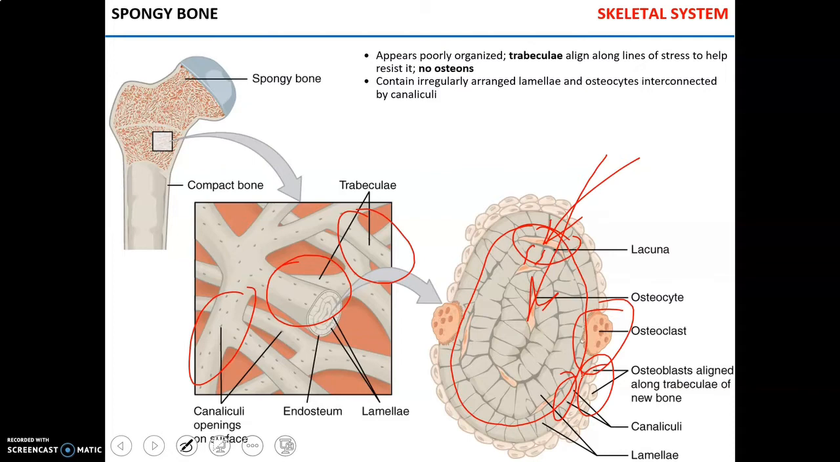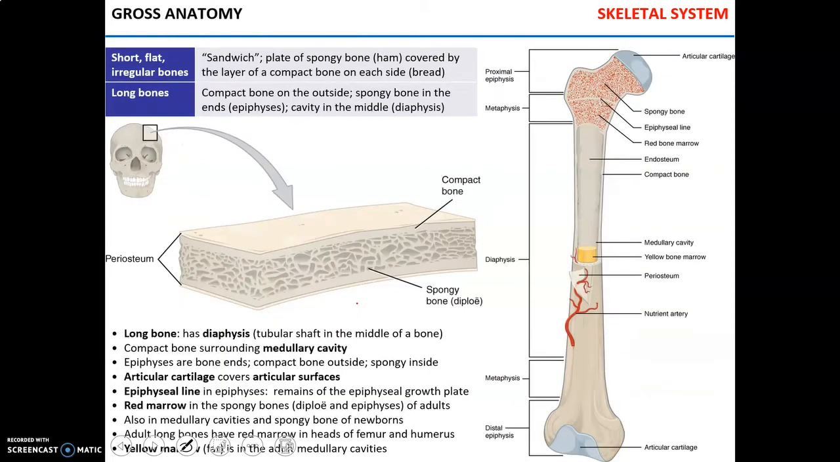You may ask how this type of bone receives oxygen and nutrients. Well, here the red stuff is the bone marrow, and bone marrow is perforated by multiple blood vessels, and these blood vessels actually carry oxygen and nutrients to the spongy bone.